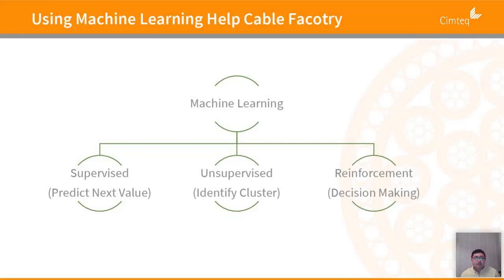So I'm going to talk about how machine learning could support the cable industry in their business under this smart factory framework. To start, there are three major types of machine learning we are talking about. The first one is called supervised machine learning. Supervised machine learning is often used to predict the next value in the general concept, and it's a task-driven solution.